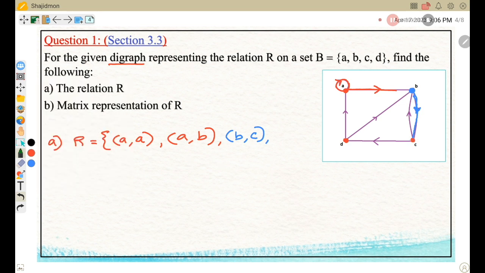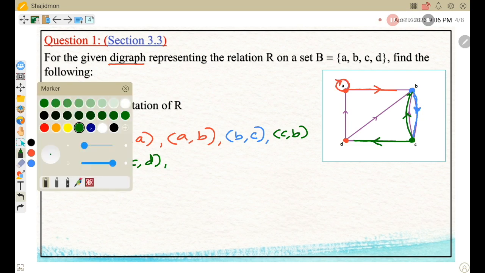This is the C vertex. What are the edges going out? You can see C to B, there is one edge going. So we can write the ordered pair C comma B, and from C to D one edge is going out. So we can write C comma D, the next ordered pair in that relation.